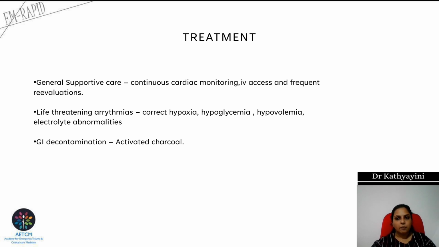They should be managed, and simultaneously we have to look for any other cause or factor worsening the arrhythmia, like hypoxia, electrolyte abnormality, hypovolemia or anything, and we have to address that as well. And coming to the decontamination part, GI decontamination is of use in acute ingestions, and activated charcoal at a dose of 50 mg or 1 mg per kg can be used in an early presentation.